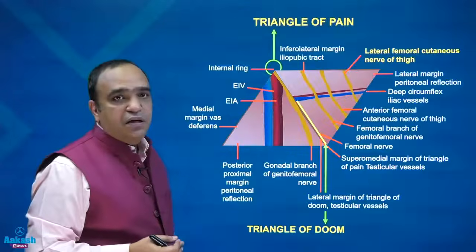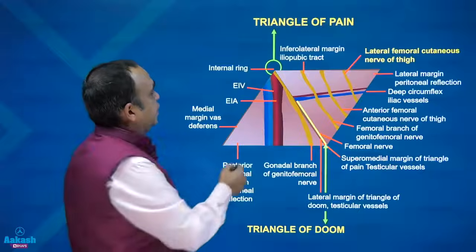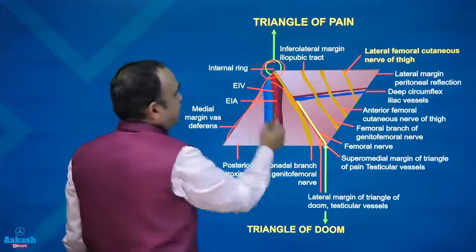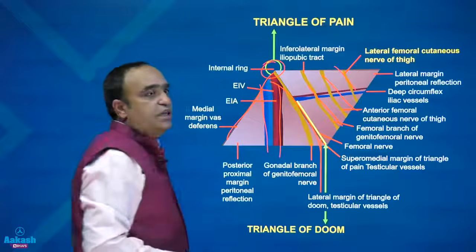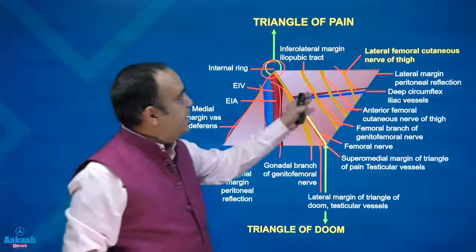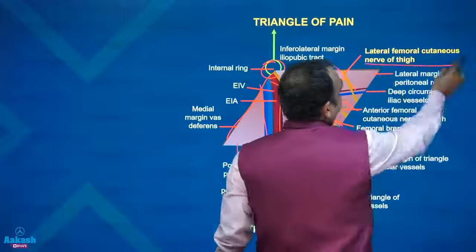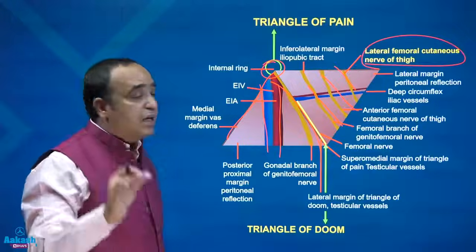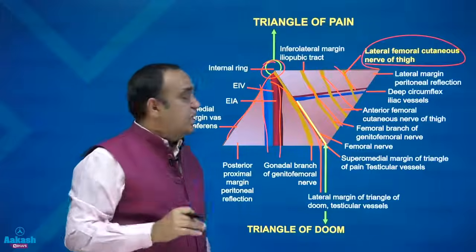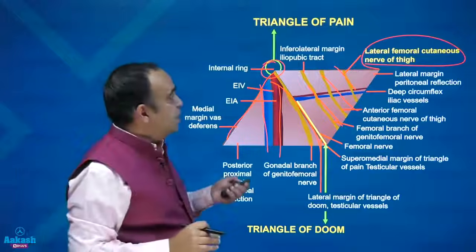So that's a diagrammatic representation of the triangle of pain. So that's the deep ring. As you can see, the external artery and vein, and multiple nerves going through the triangle of pain. So most important is the lateral femoral cutaneous nerve of the thigh, one of the most commonly injured nerves in laparoscopic inguinal hernia repairs. Even this question has been asked before.